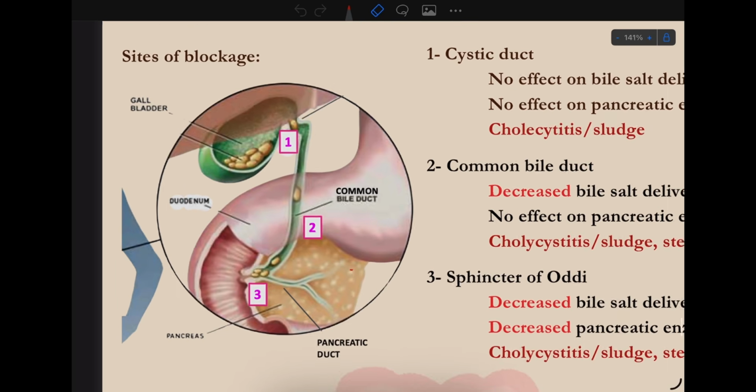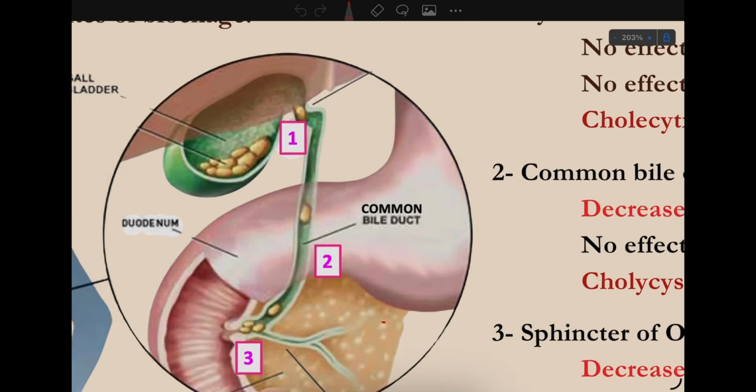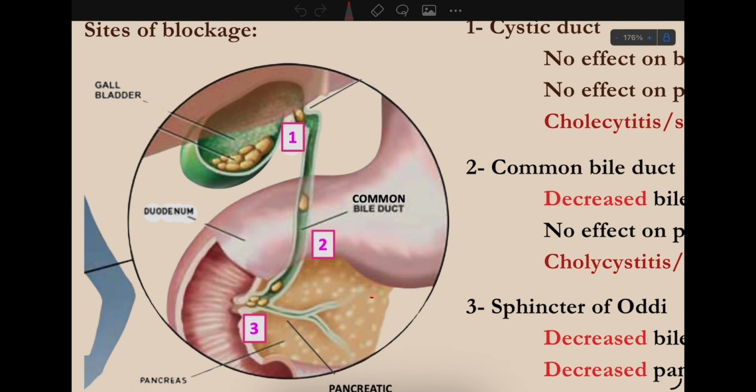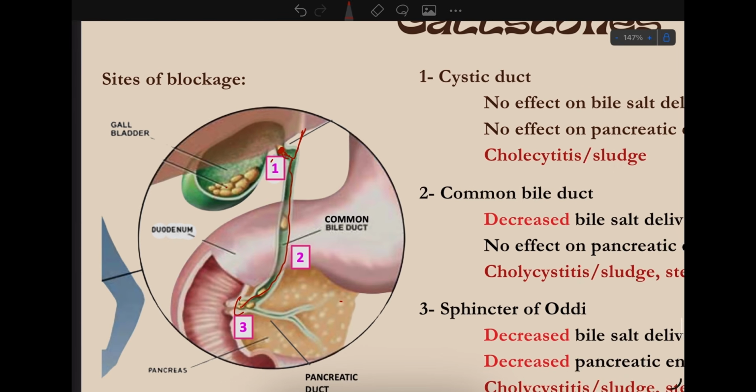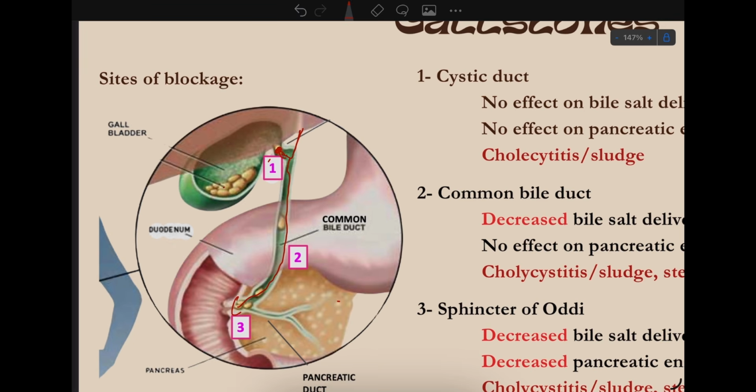Now gallstones. Gallstones can block 3 sites. Either they are made in the gallbladder, gall from the name. So they either block the cystic duct, which is the duct of the gallbladder. What will that lead to? Bile is still coming from the liver. It will try to go to the gallbladder, not working. It will continue and it's okay. So does that affect bile salts delivery to the duodenum? No. Bile salts will still go to the duodenum, but without moving by the gallbladder.